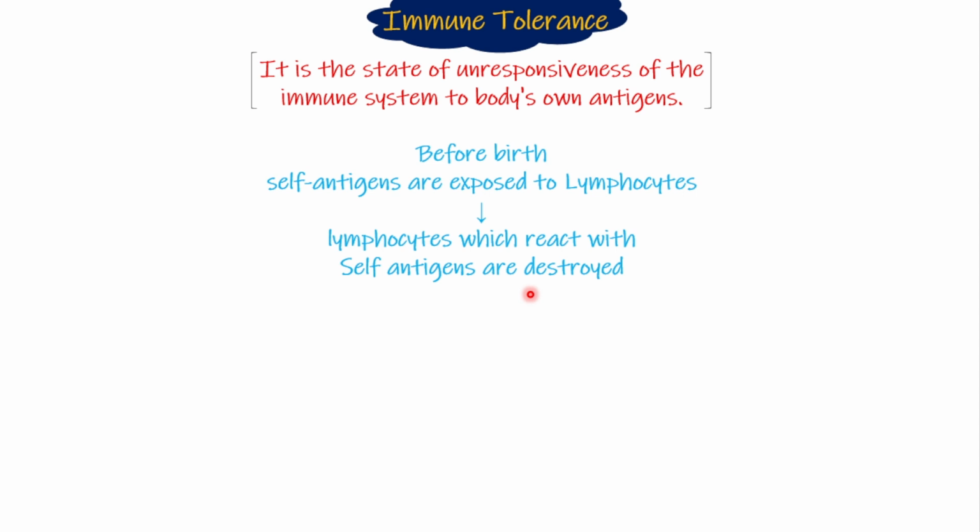So our body does not produce or does not mature those lymphocytes which have the ability to accidentally attack our own body cells. So this is a normal phenomenon.